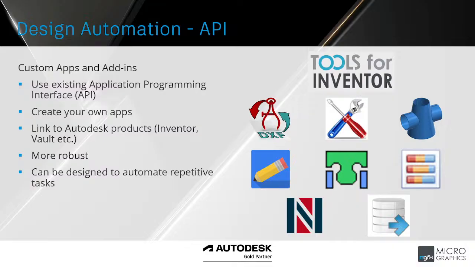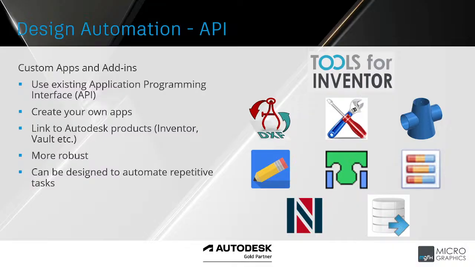We also have apps that we group under tools for Inventor that run and do certain tasks that may be repetitive, and it automates the process. So the API allows you to link your app into your Autodesk products like Inventor and Vault, AutoCAD, and create more robust standalone applications or add-ins that allow for automation of specific repetitive tasks.